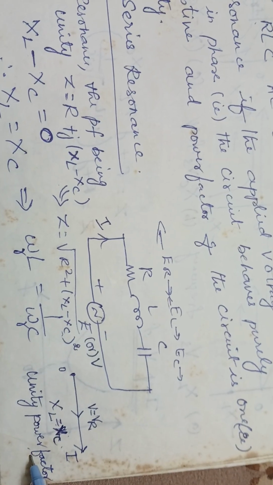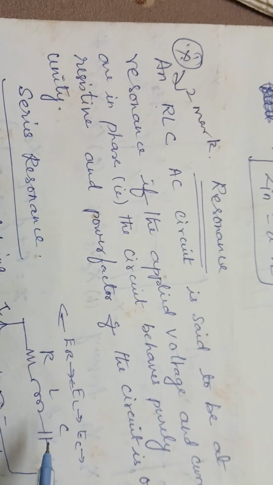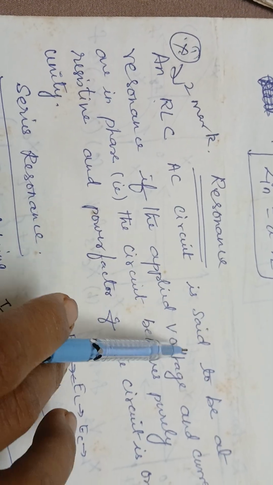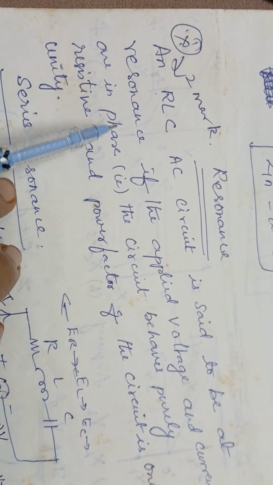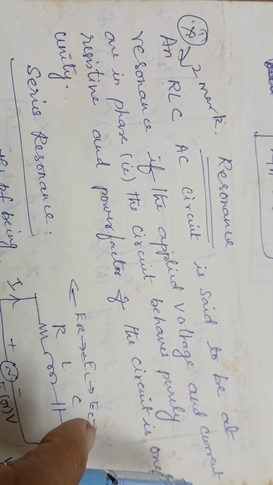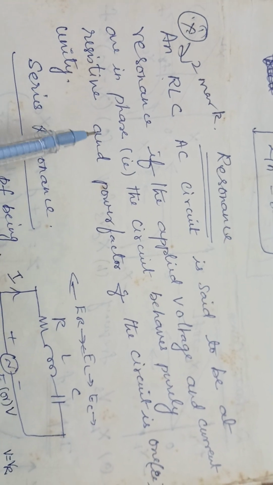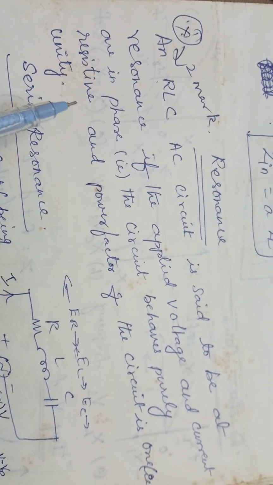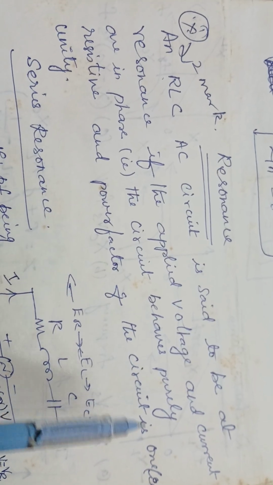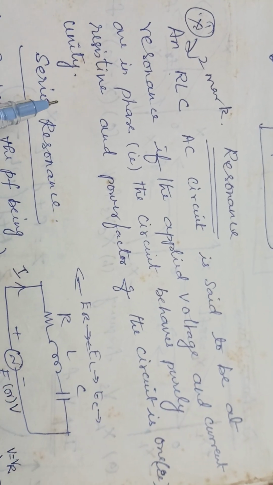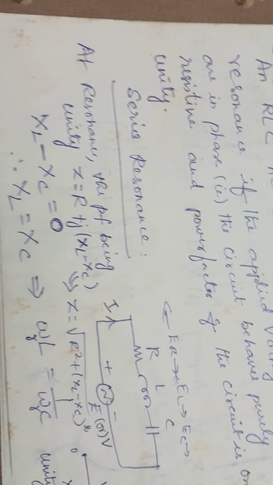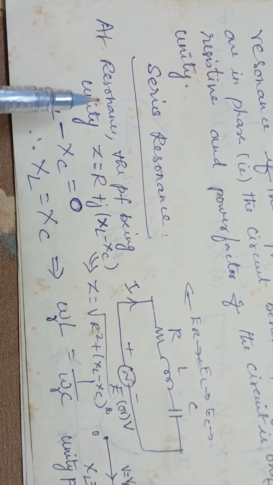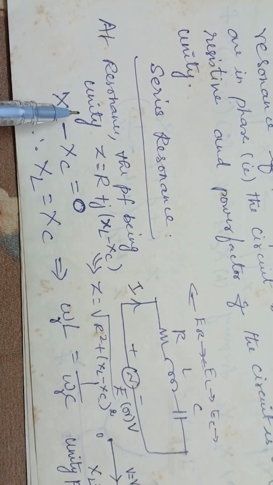unity power factor. So what is the definition of resonance? An RLC AC circuit is said to be at resonance if the applied voltage and the current are in phase. That is, the circuit behaves purely resistive and the power factor of the circuit is 1, or unity. So in the series resonance condition, at resonance the power factor is unity.